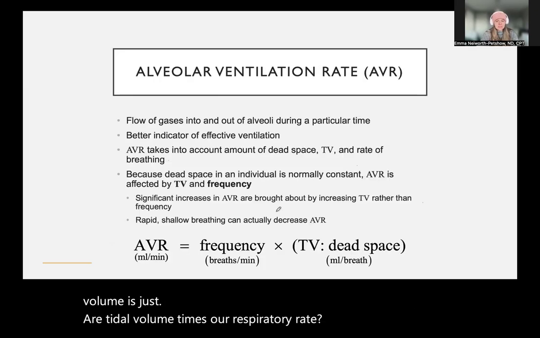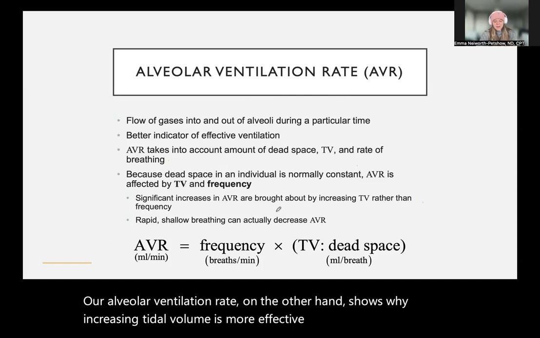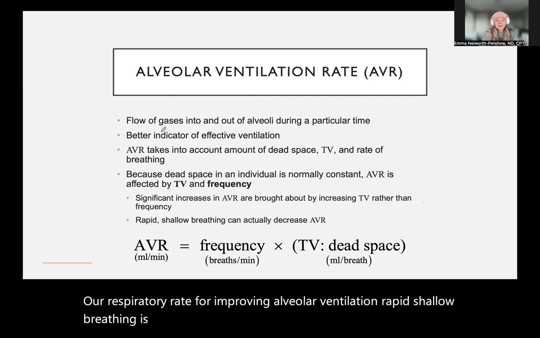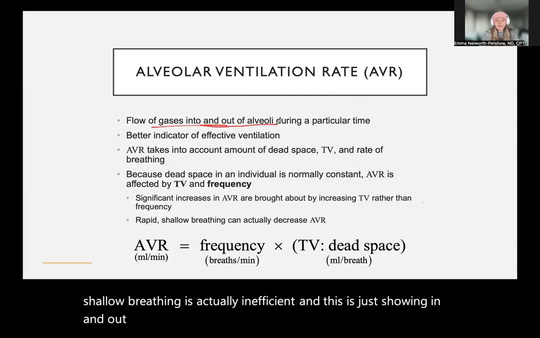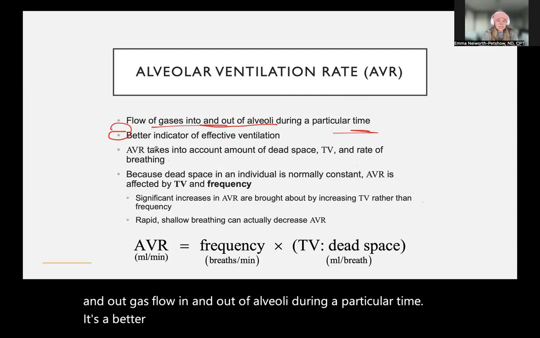Our alveolar ventilation rate, on the other hand, shows why increasing tidal volume is more effective than increasing our respiratory rate for improving alveolar ventilation. Rapid shallow breathing is actually inefficient. And this is showing gas flow in and out of alveoli during a particular time. It's a better indicator of effective ventilation. It takes dead space into account, tidal volume, as well as rate of breathing.